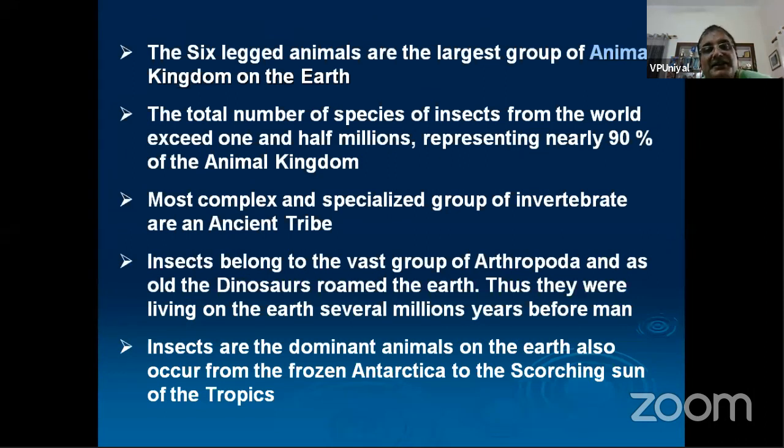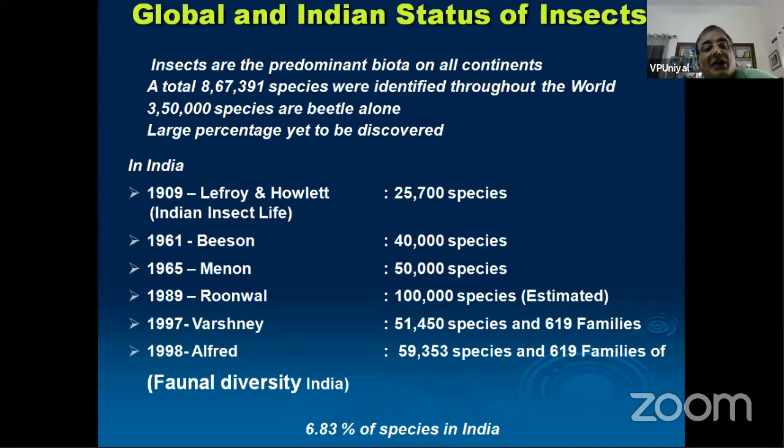Some of the things I will discuss here: 90% representation, and they belong to the vast group of arthropoda. They are very old. When the dinosaurs roamed the Earth, insects were already living on the Earth several million years before. Insects are the dominant animals on the Earth, occurring from frozen Antarctica to the scorching sun of the tropical climate. But how many species?